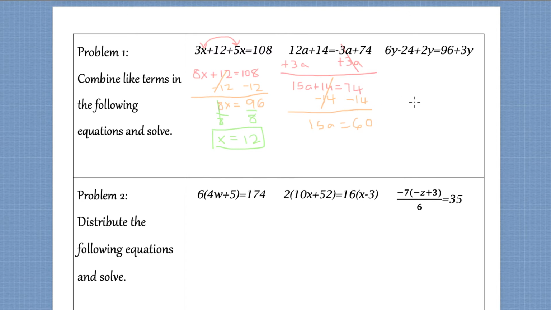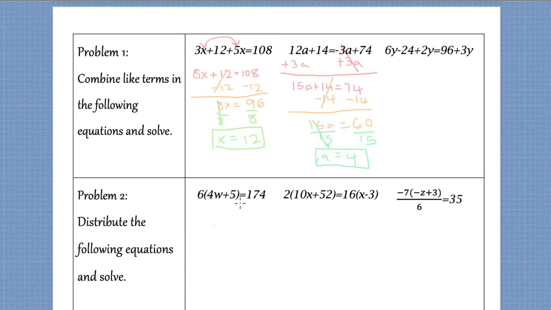Now our last step over here is we want to get a alone to be able to fully solve this. And so to get a alone, we're going to have to divide this side by 15. And so we're also going to divide the other side by 15. And so 15a over 15, the 15s cancel themselves out, leaves us with a, which is equal to 60 divided by 15, which is 4. And so that is our answer for this one right here.